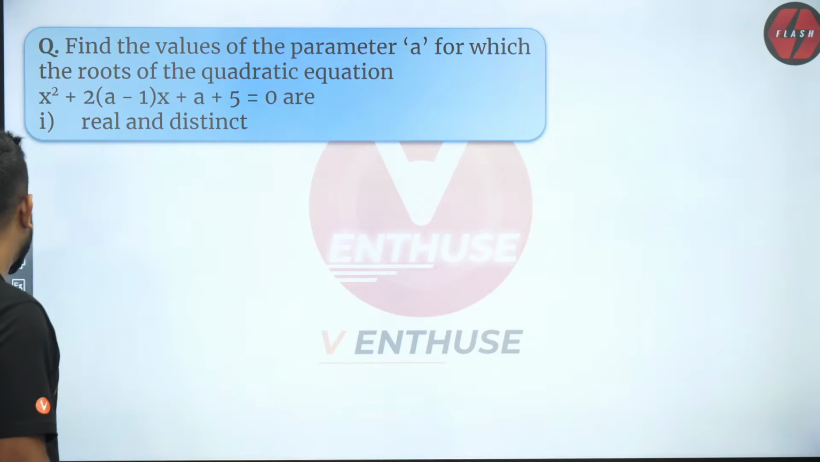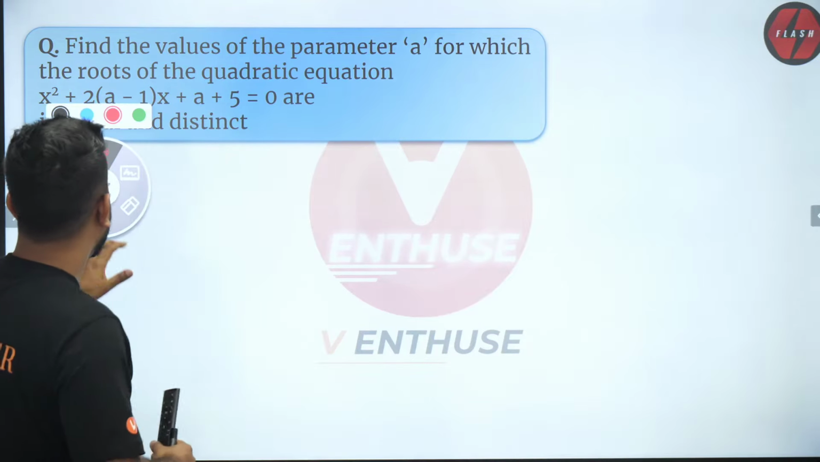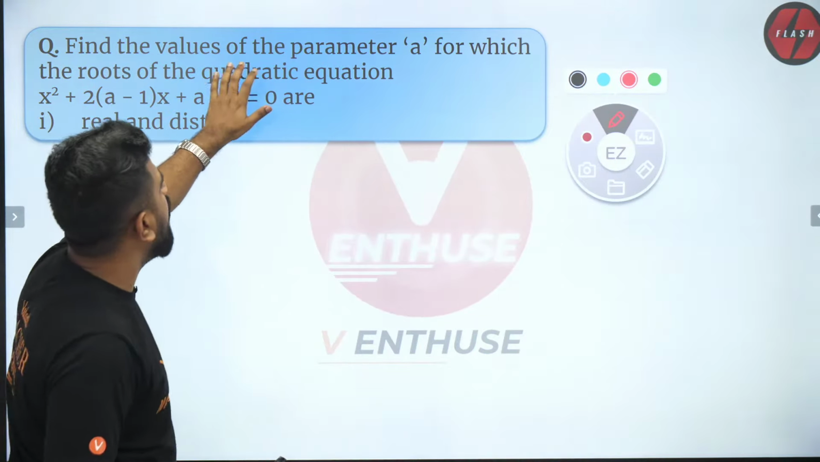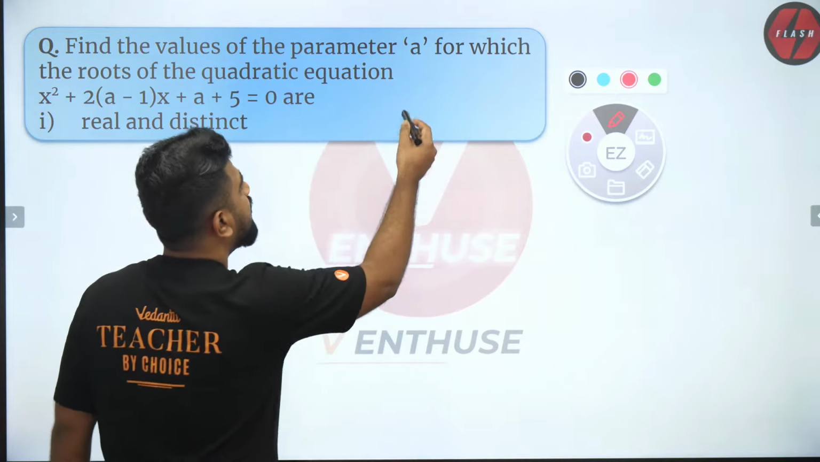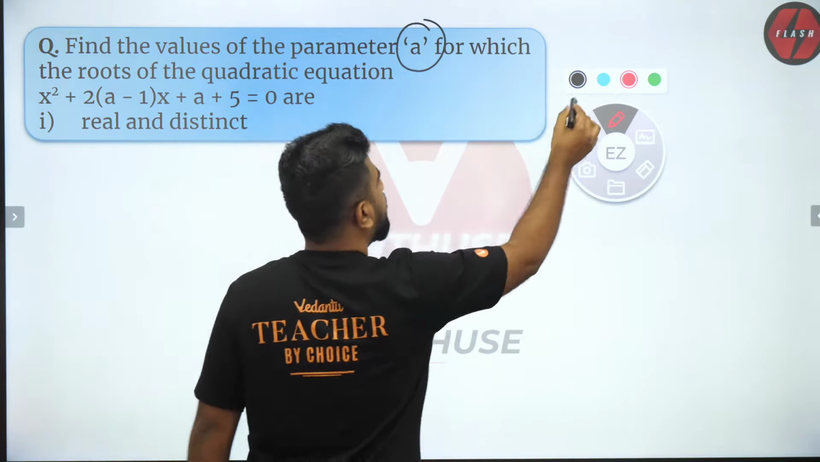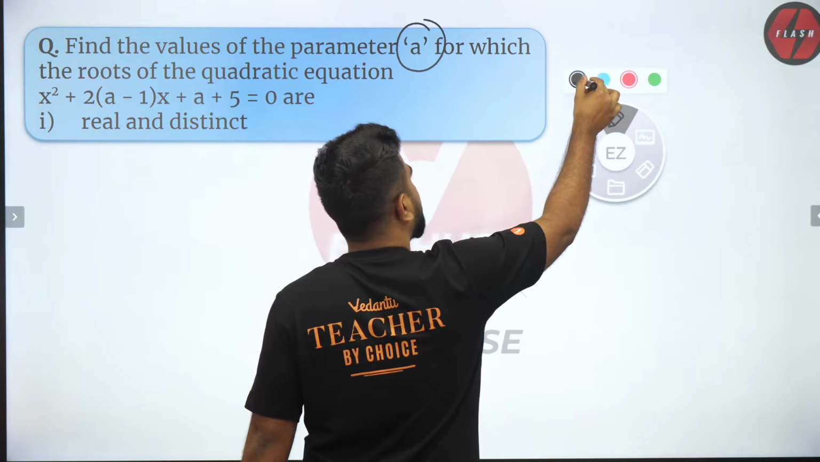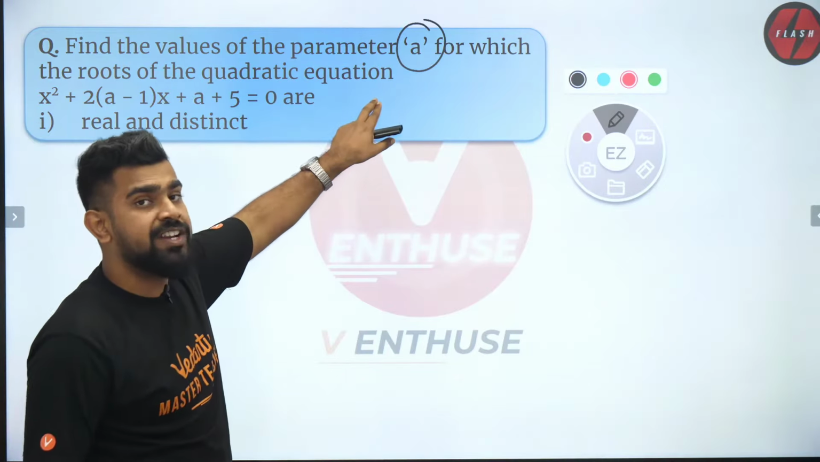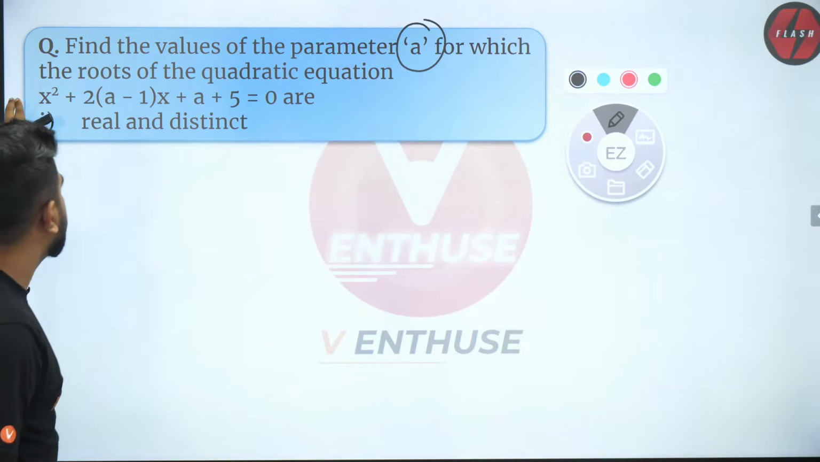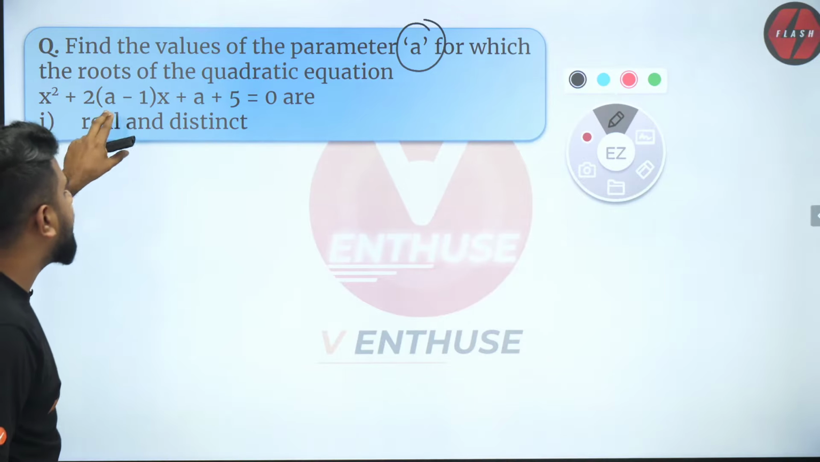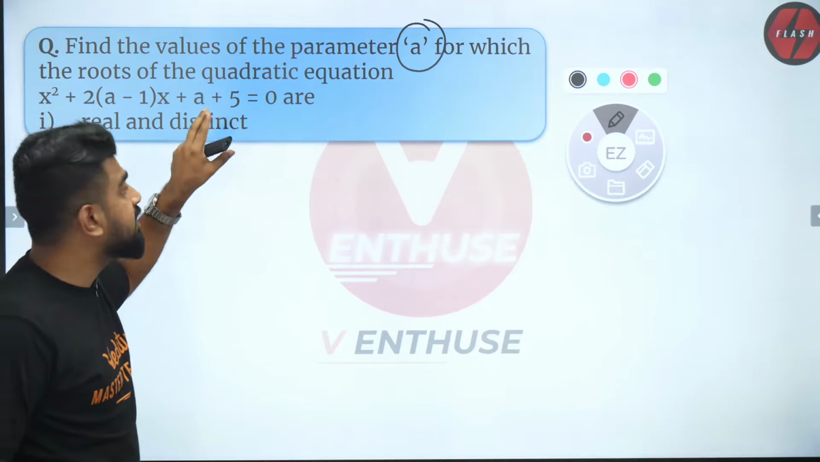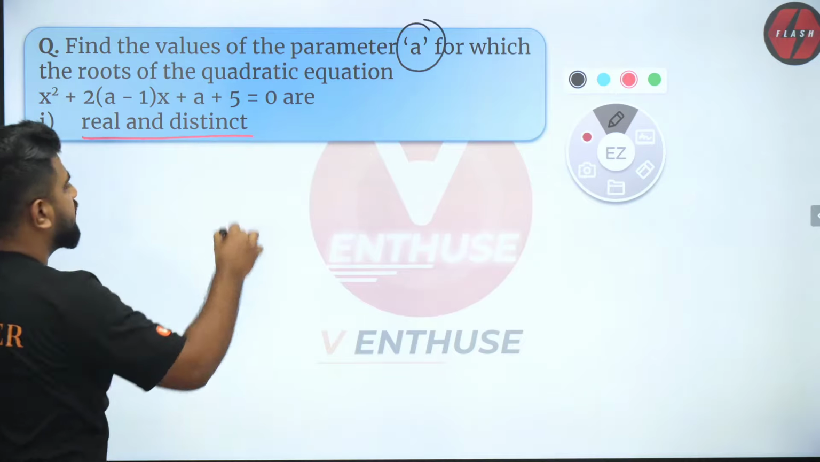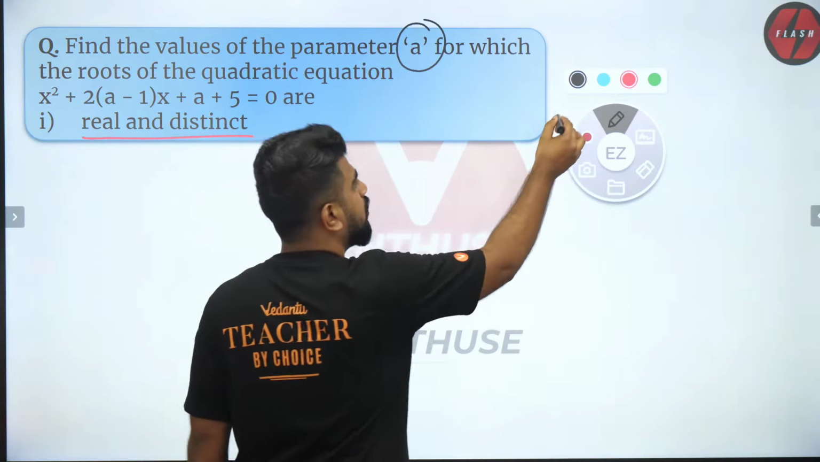So now, getting started, what do we have here? The first question is, find the values of the parameter A. So A is what I have to track. A is very important for me. I hope all of you are clear with that. Everybody? For which the roots of the quadratic equation, what is my quadratic equation over here? x squared plus 2(a minus 1)x plus (a plus 5) is equal to 0. The first question is, they are real and distinct. That is the question that we are supposed to solve.